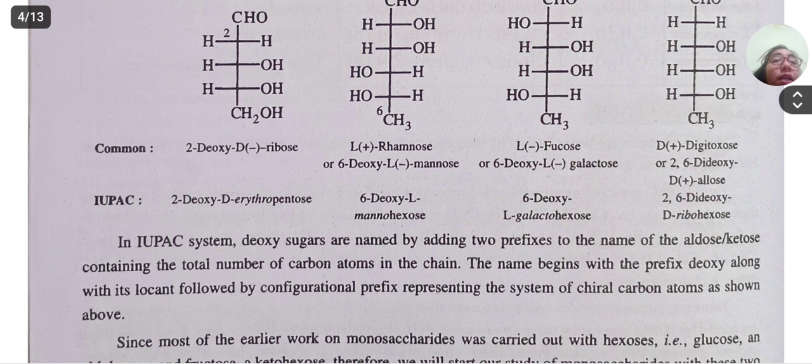In IUPAC, deoxy sugars are named by adding 2 prefixes to the name of the aldose or ketose containing the total number of carbon atoms in the chain. The name begins with the prefix deoxy along with its locant, followed by the configurational prefix representing the system of chiral carbon atoms as shown above.